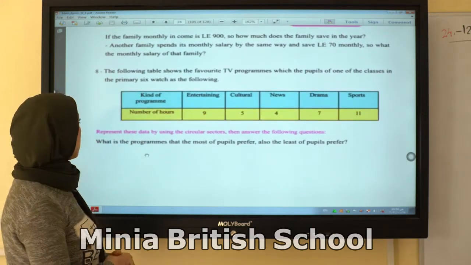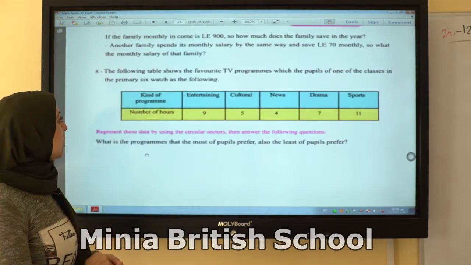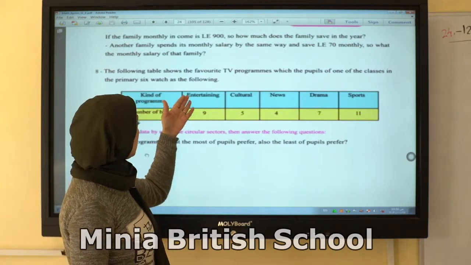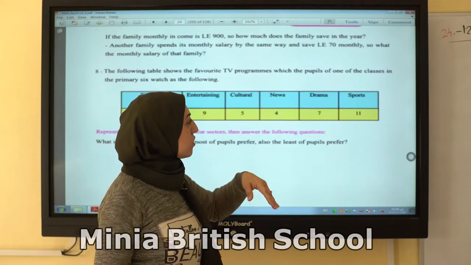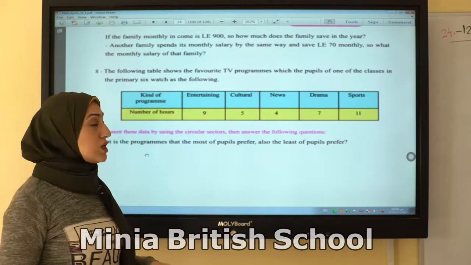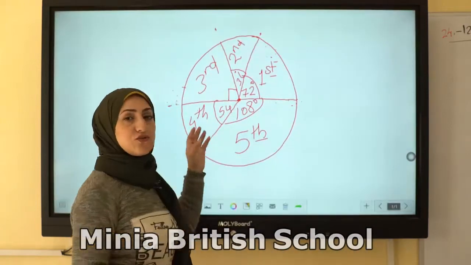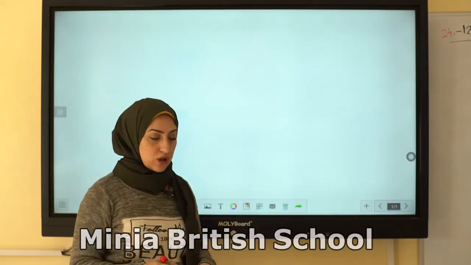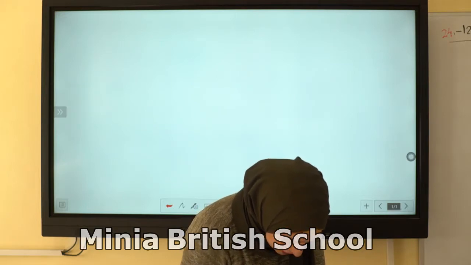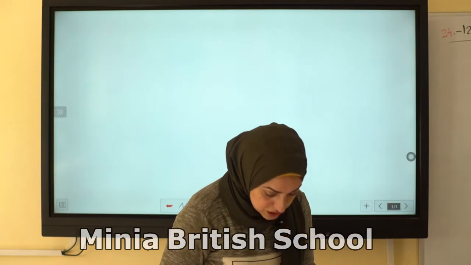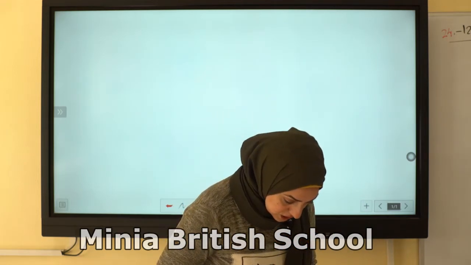The last kind here, the following table shows the favorite TV programs which the pupils of one of the classes in primary 6 watch. Here, the entertaining programs, 9 hours, cultural, 5 hours, news, 4 hours, drama, 7, and sports, 11 hours. So, to do this, I have to add all the hours. I want the total of the hours. So, here, 9 plus 5 plus 4, it's 18. 18 and 7, 25. Plus 11, it's 36. Okay, so here, the total of the hours is 36.